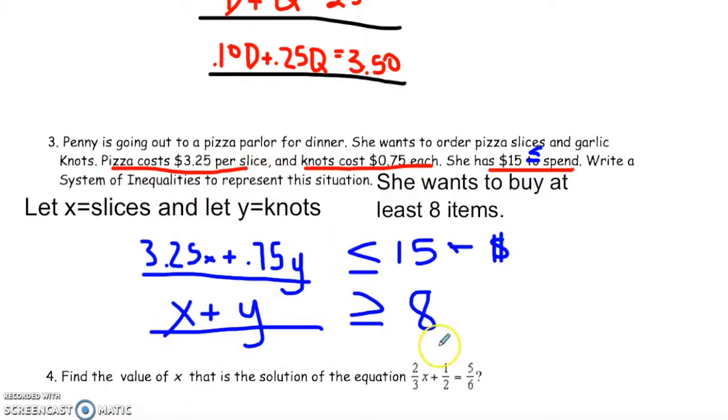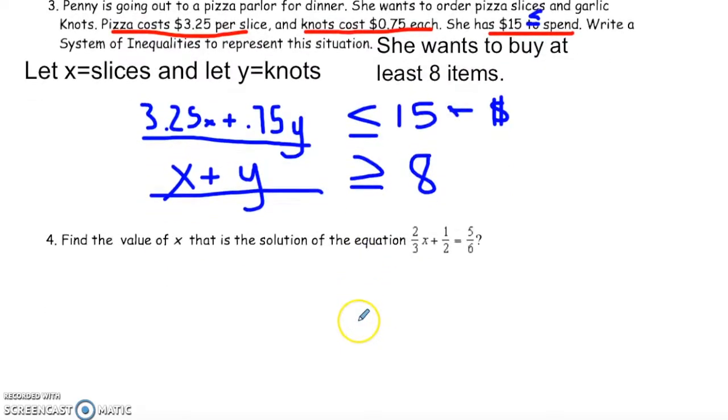All right, so this is the system. Make sure you know if you're spending money, it's at most, so it's going to be less than or equal to. At least is always greater than or equal to.